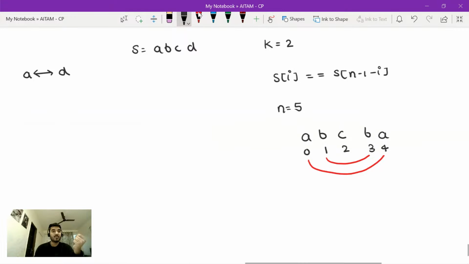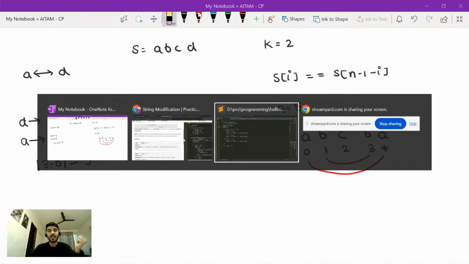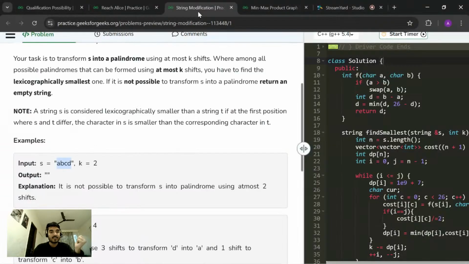Cool. The ASCII value of D is equal to 3, this is the fourth character, and the ASCII value of A is equal to 0. So their absolute difference, 3 minus 0, is equal to 3. So to convert either A to D or D to A, it requires 3 shifts. But the number of shifts that I have is 2. So it won't be possible to transform S into a palindromic string, and that's why in this case the answer is an empty string.